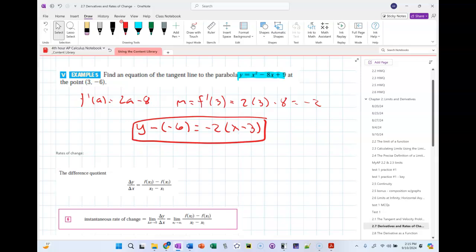Okay. A little bit of vocab here. When we talk about a difference quotient, we're just talking about the change in y over the change in x, aka slope. Instead of writing y2 minus y1, I wrote f of x2 minus f of x1, but that's fine. The instantaneous rate of change is the limit as that change in x goes to 0, which is the same thing as the limit as x1 approaches x2.